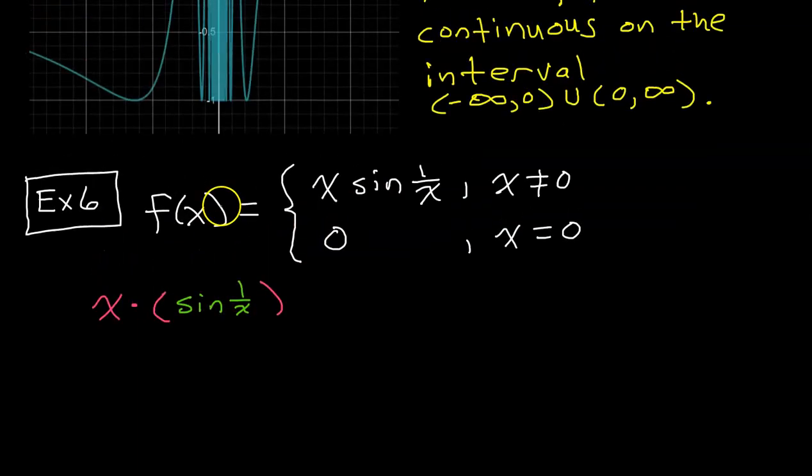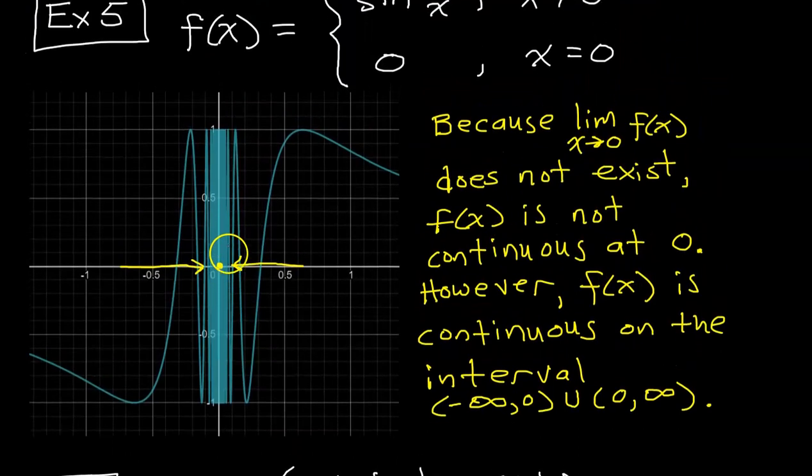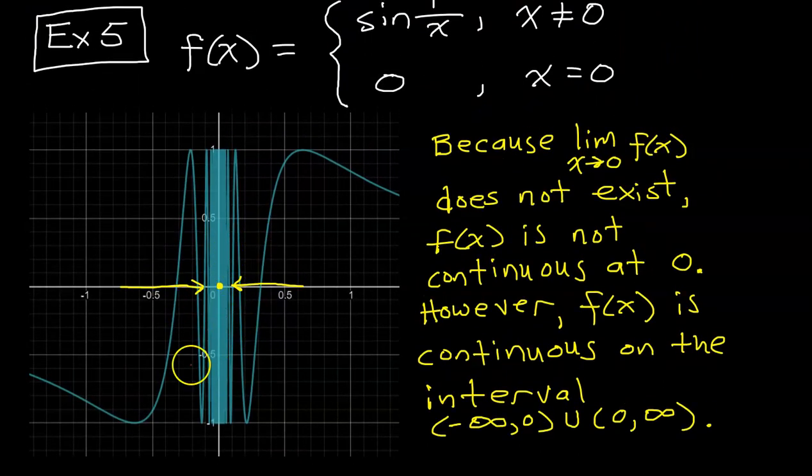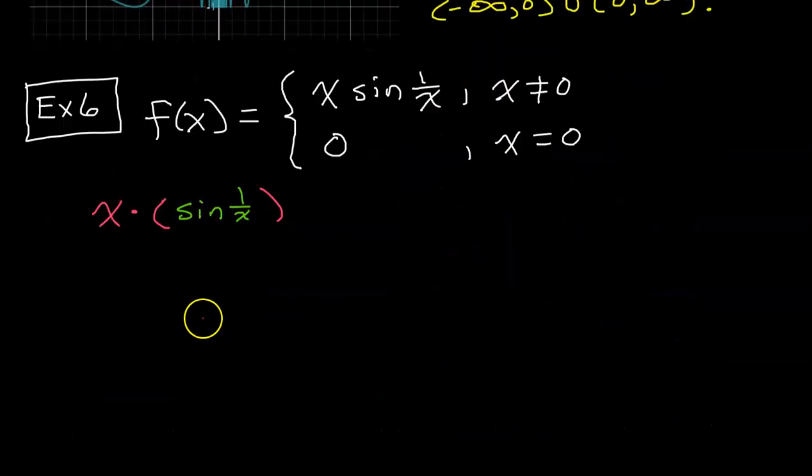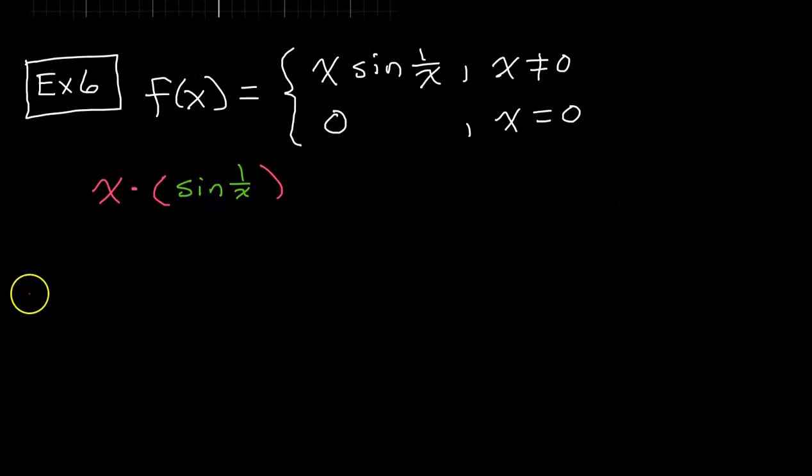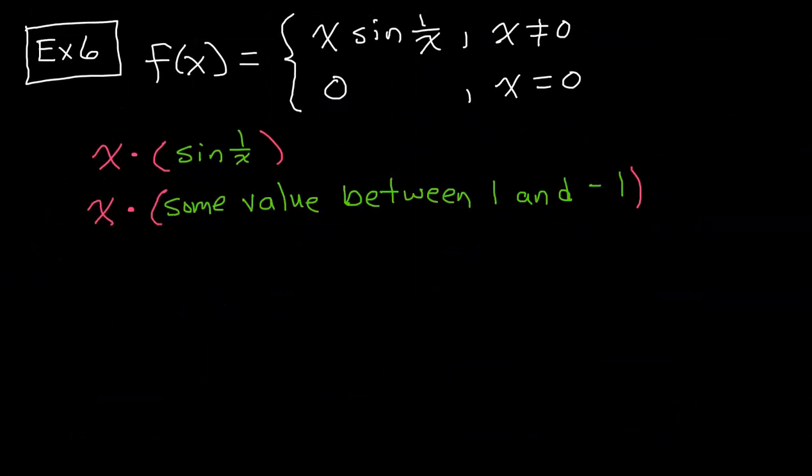Now, remember that when we talk about the sine of 1 over x, it looks like this picture right here, where it's cycling back and forth between positive 1 and negative 1 over and over again forever as we get closer to 0. So we can think of this as having x times some value between 1 and -1. So the question is, what happens as x approaches 0? What happens as x gets closer and closer to 0?